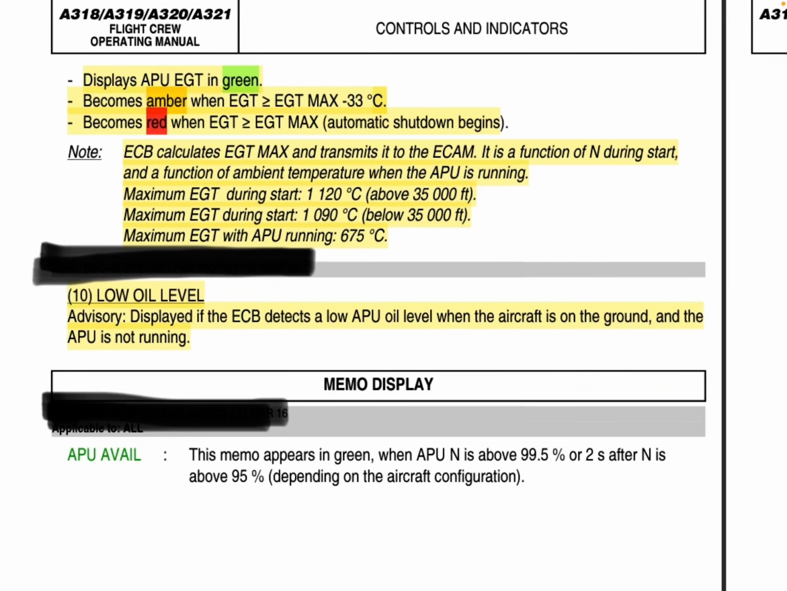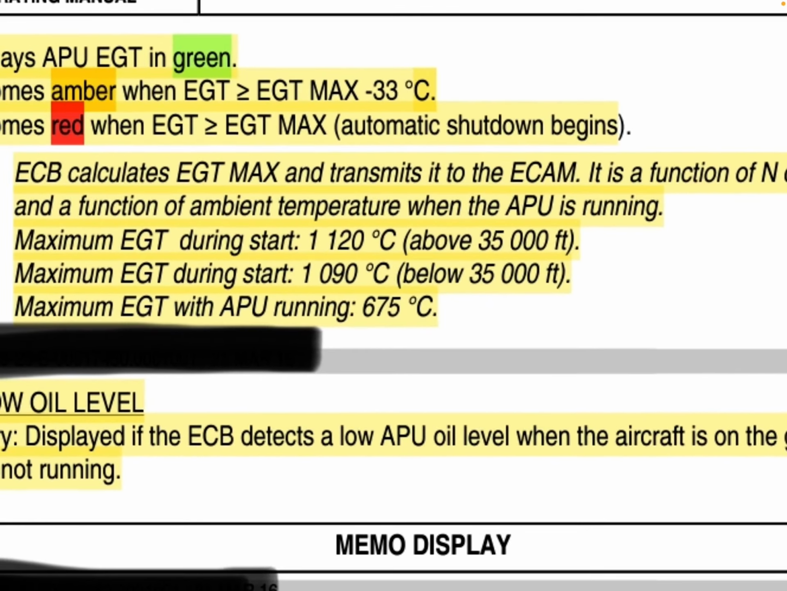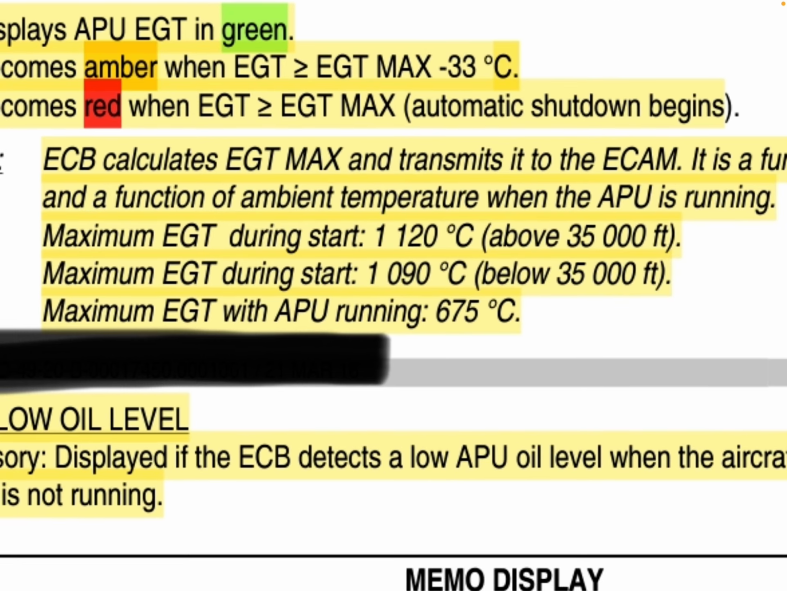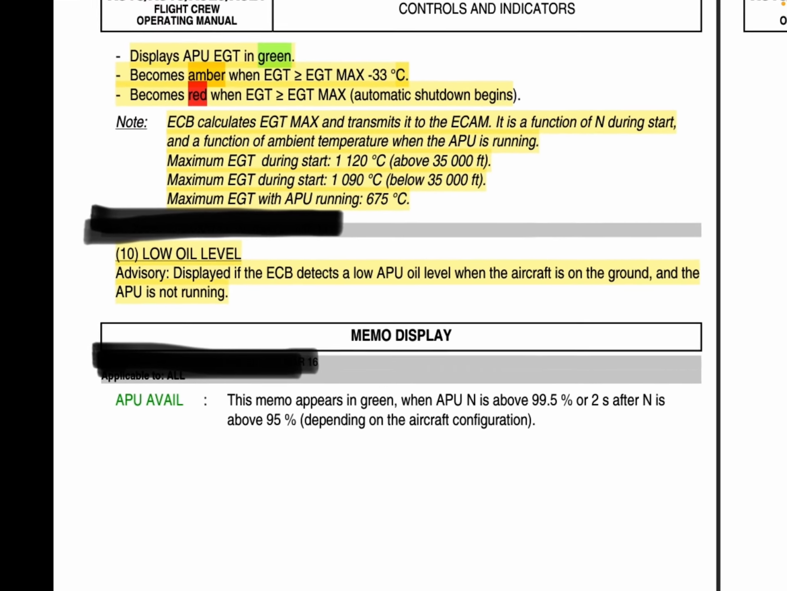And that's it. Please keep it in mind. These are the limitations: maximum EGT during start below 35,000 feet and above 35,000 feet, and maximum EGT limit with the APU running is 675 degrees Celsius.